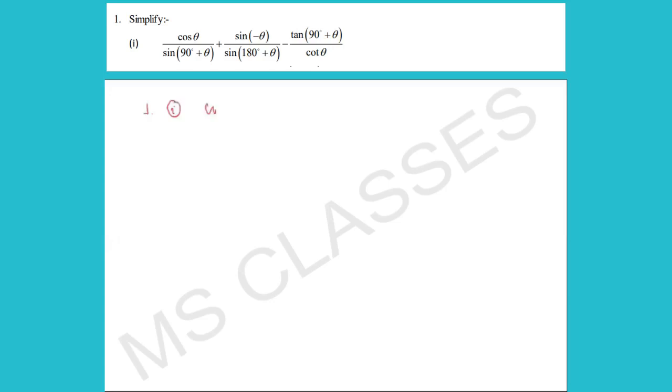It is cos theta by sine 90 plus theta, plus sine of minus theta by sine 180 plus theta, minus tan 90 plus theta divided by cos. So this is what I have got.